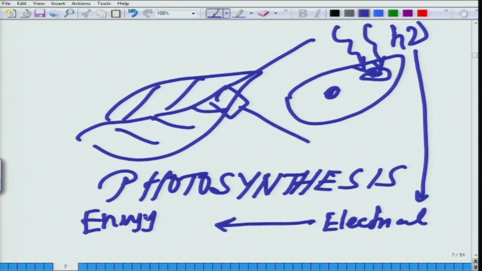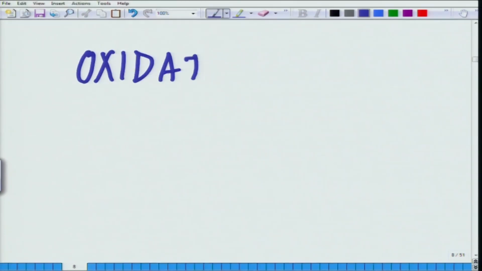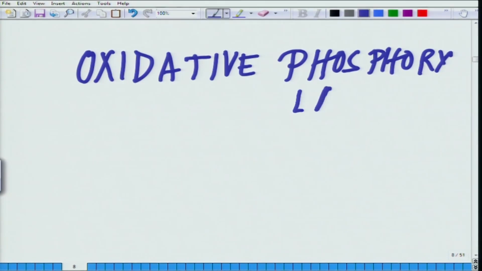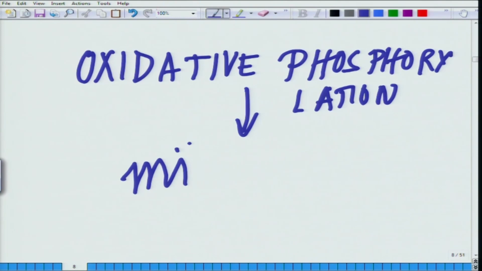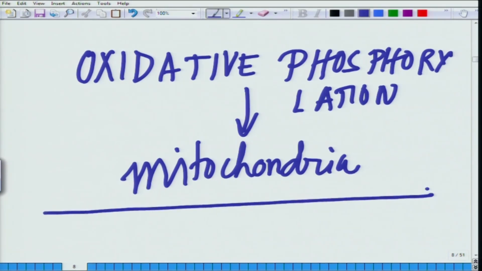And of course, this is an example of the plant system. The same happens in the animal system, which we call oxidative phosphorylation. This takes place in the mitochondria of the cell. And we must be remembering, I was talking about the mitochondria in the last class, and of course, we will go in depth into it. So, this is also a membrane phenomenon.